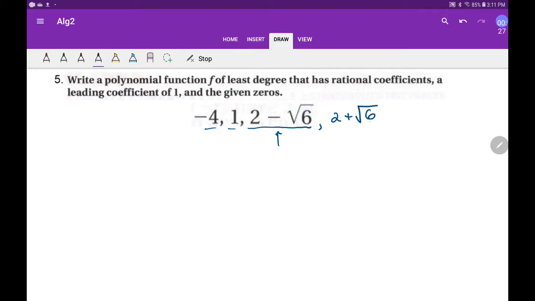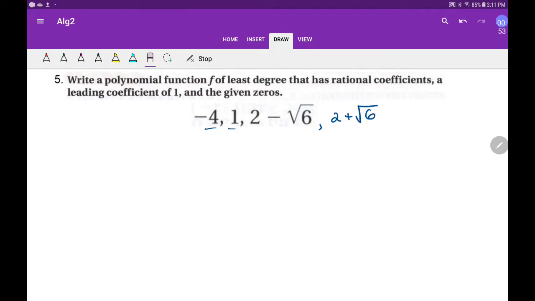This is irrational. The square root of 6 is not rational. So, since it's irrational, it's going to have a buddy called a conjugate. And if it was unreal, I would say the same thing. If it were, I don't know, 5 plus 2i, I'd say, well, I also have 5 minus 2i. They always have their conjugate buddy, irrational and imaginary.